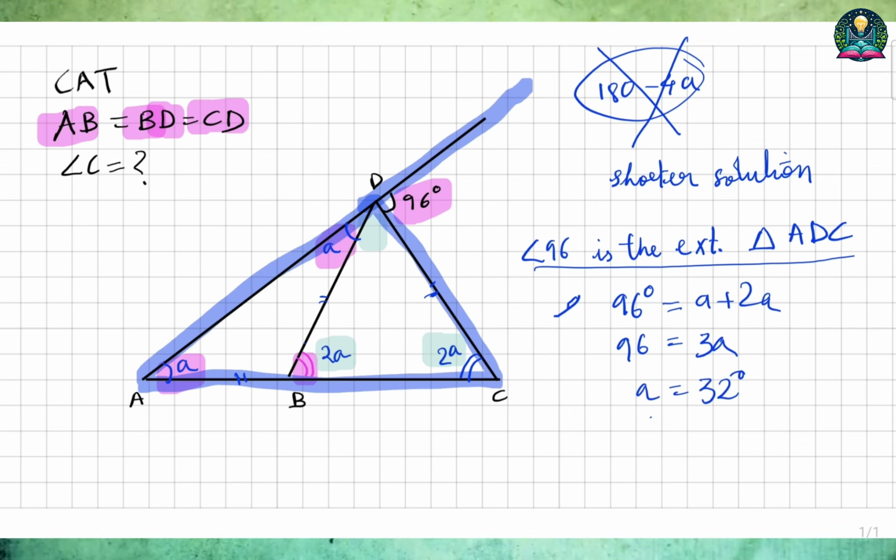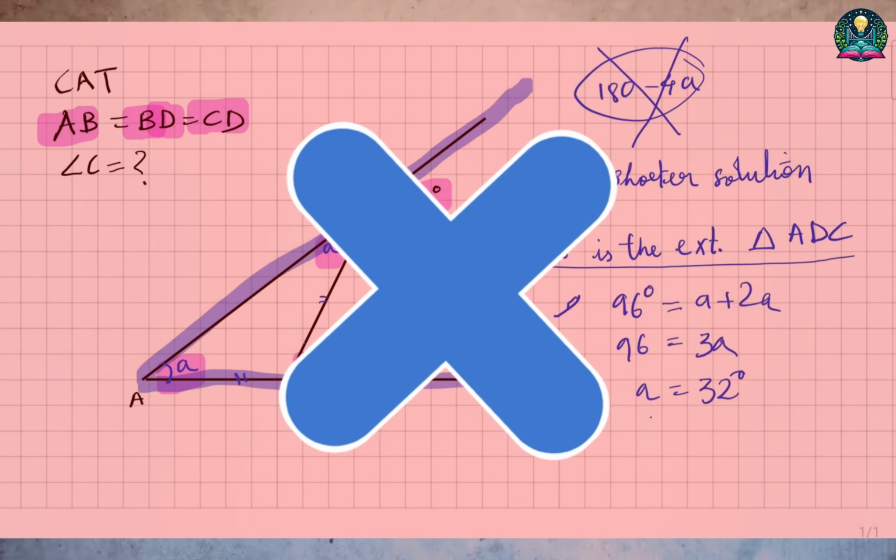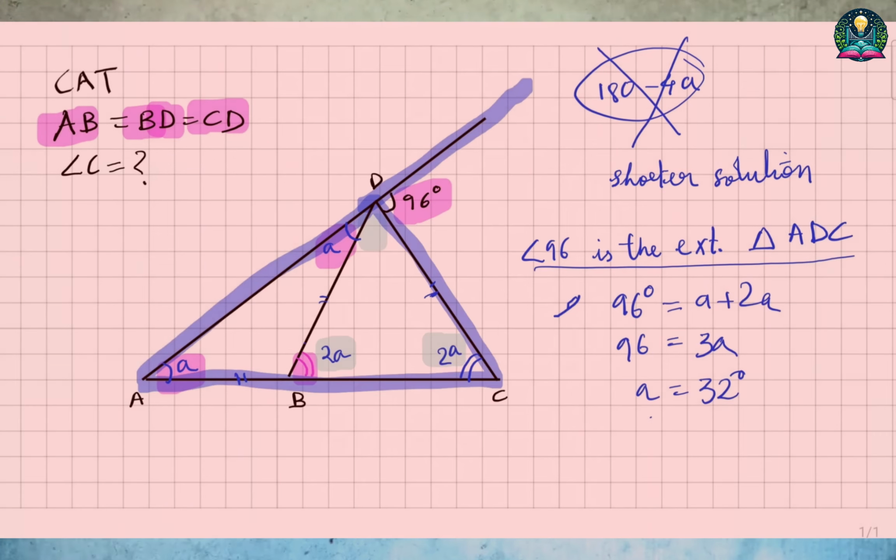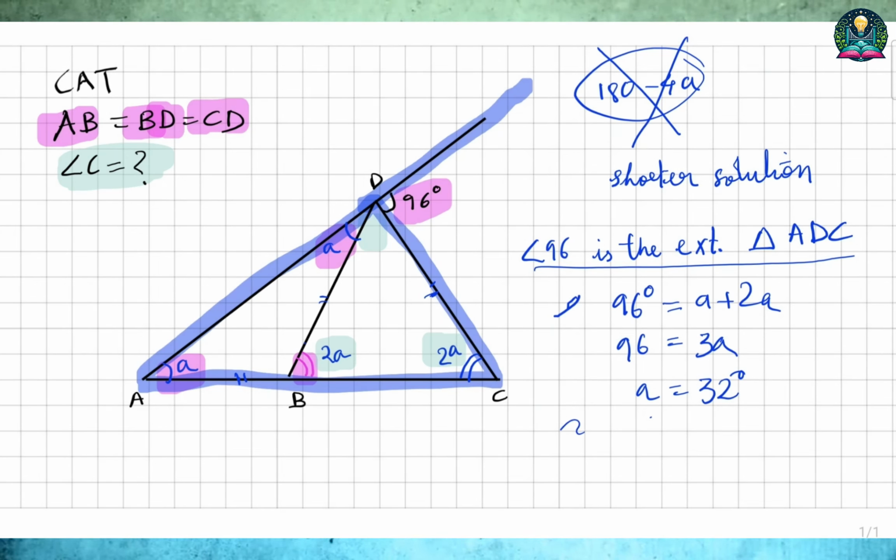Now remember, guys, A is not the question. The question is not to find A. We have to find angle C, which is 2A. And 2A is equal to 64. That is your final answer.